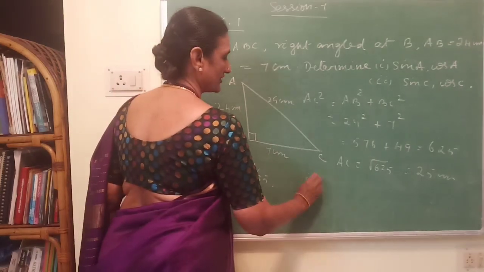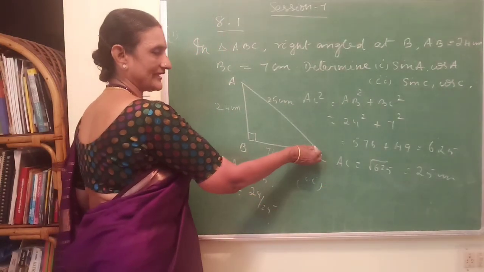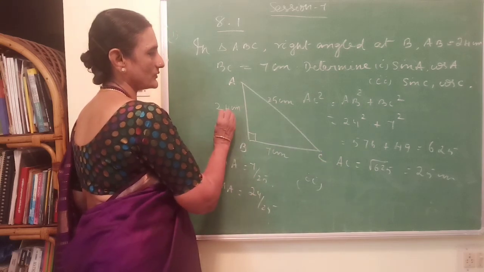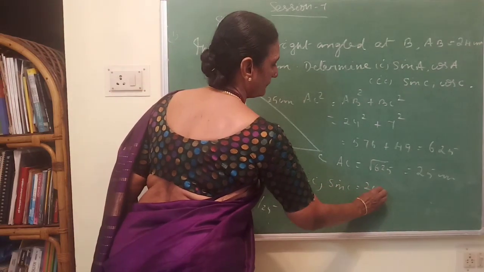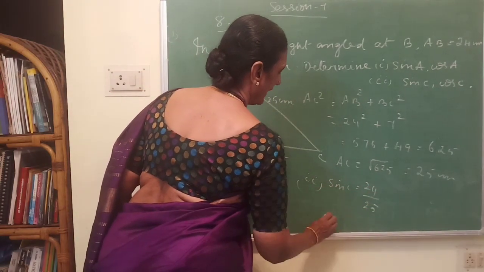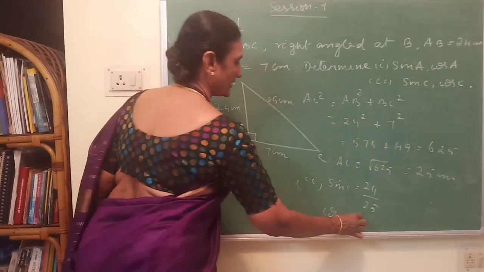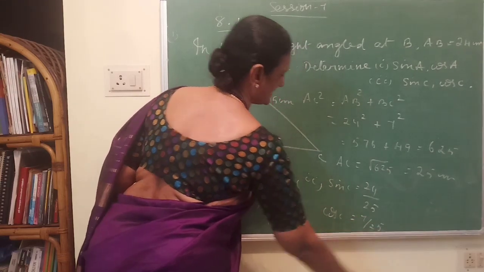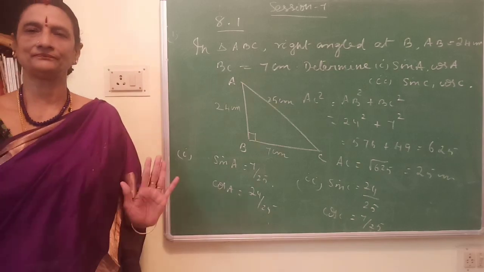For subdivision 2, how do we do that? Sin C, cos C. So with respect to angle C, we should find the sin value. Opposite is equal to 24. So the sin C value is 24 by 25. And cos C value is adjacent by hypotenuse, where adjacent is 7. So 7 by 25 is the answer. Please check it. This is your answer.